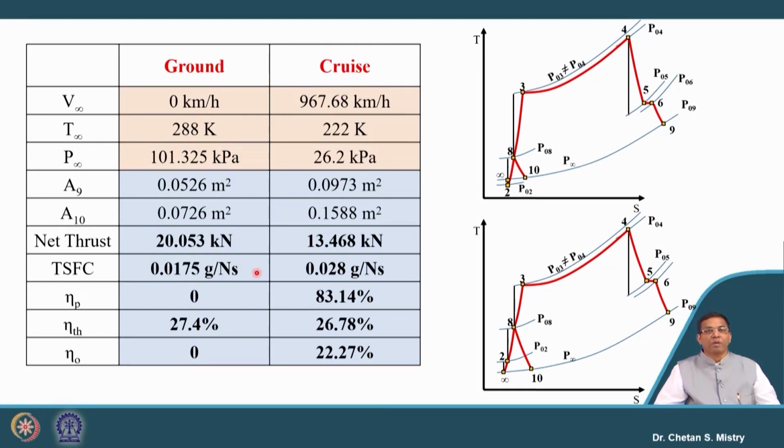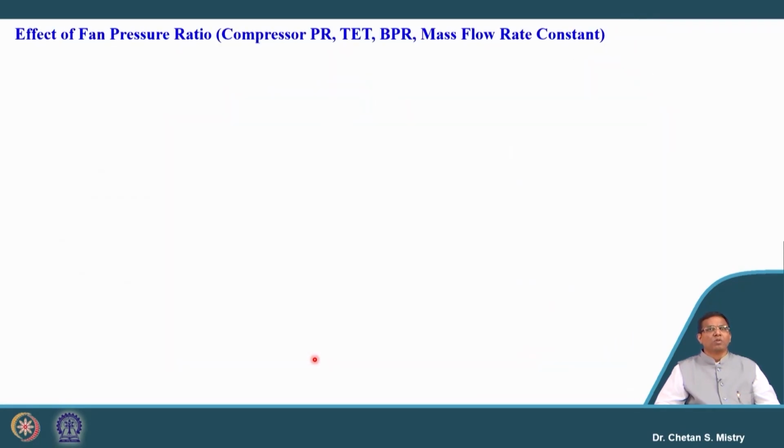In the same way, if we look at my thrust specific fuel consumption, for the flying condition it is higher. Now, propulsive efficiency comes into the picture. If you look, this number is high on this side, while thermal efficiency is lower compared to what we have in the ground condition. People are more interested in overall efficiency, or thermopropulsive efficiency, which is 22.27. So, let us try to compare all the parameters we have discussed.